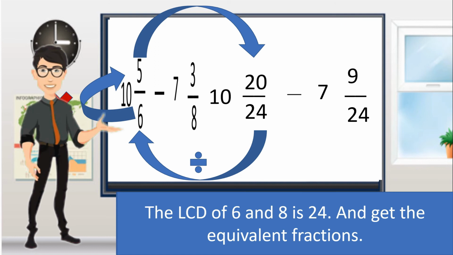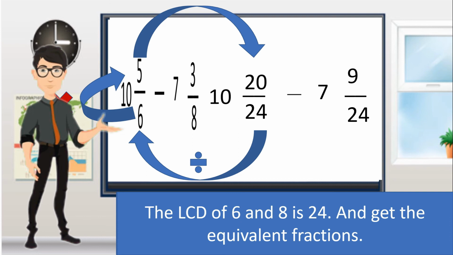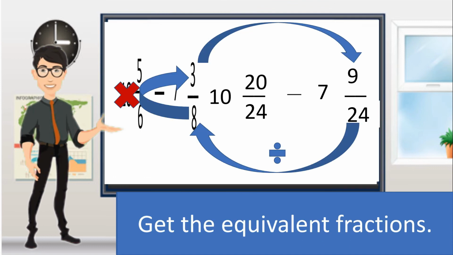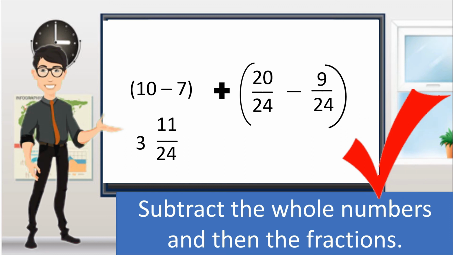And get the equivalent fractions. So 24 divided by 6, the answer is 4, times 5, 20. Another one, we have 24 divided by 8, times 3 is 9. So now, subtract the whole numbers and then the fractions. So 10 minus 7, the answer is 3, plus 20, the numerator, minus 9, what is the answer? 11. So we just copy the denominator, 24. So the answer is correct: 3 and 11/24.